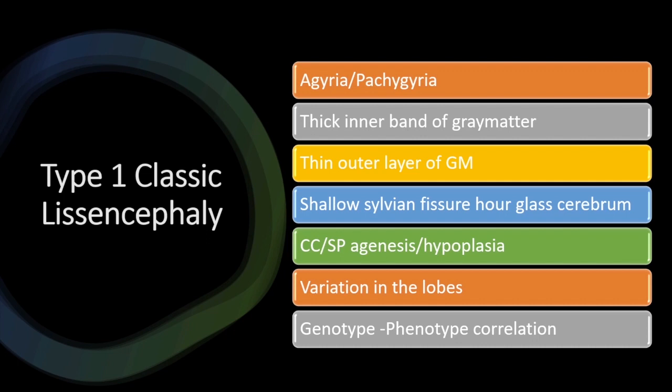This has excellent genetic correlation. Genotype phenotype correlation of lissencephaly is very much observed. This is a bit advanced. I might cover it in further sessions. So these are the features of type 1 lissencephaly.